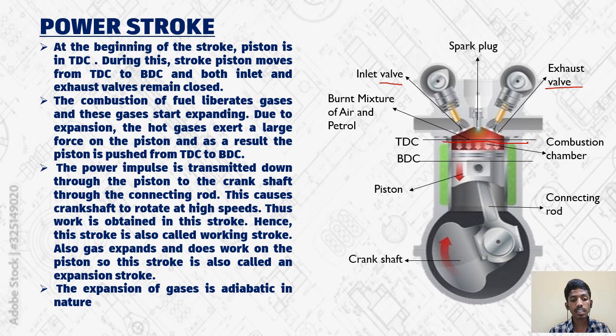The power impulse is transmitted down through the piston to the crankshaft through the connecting rod. This causes the crankshaft to rotate at high speed. Thus, work is obtained in this stroke. Hence, this stroke is also called the working stroke. Also, the gas expands and does work on the piston, so this stroke is also called an expansion stroke. The expansion of gas is adiabatic in nature.